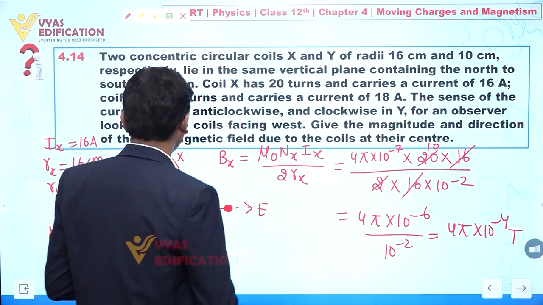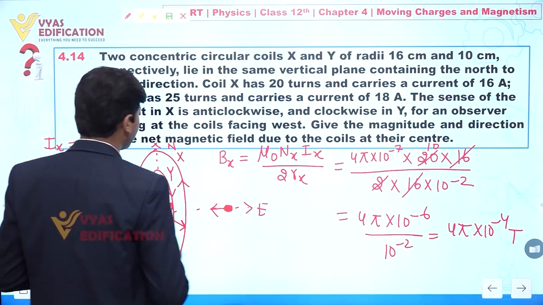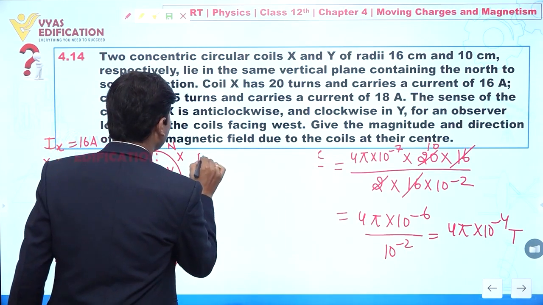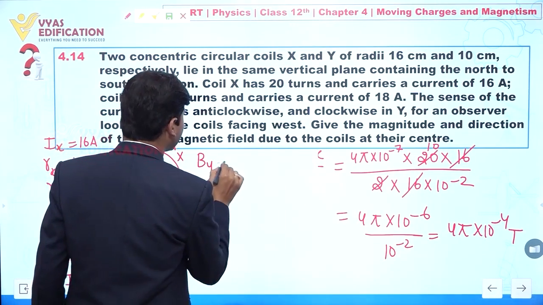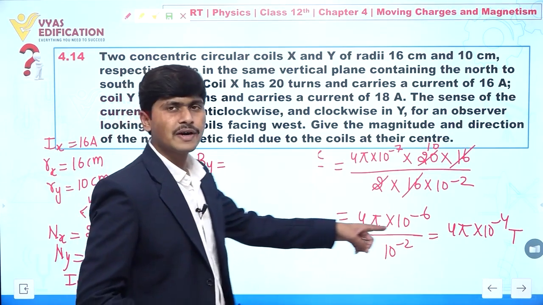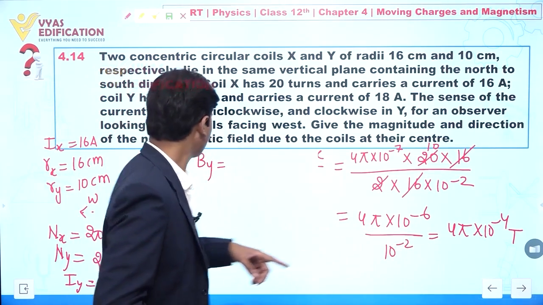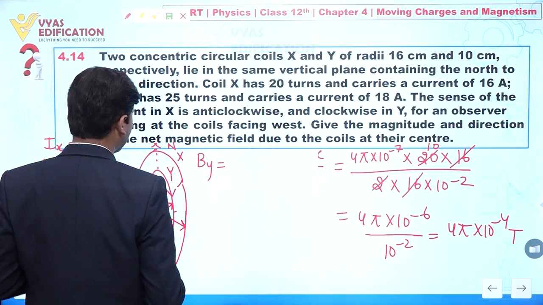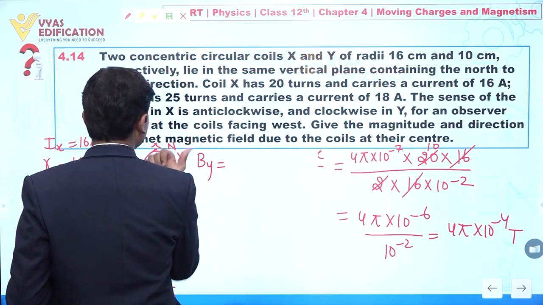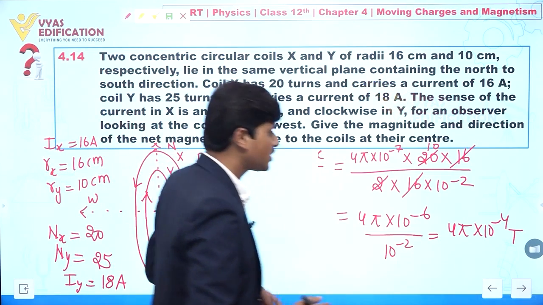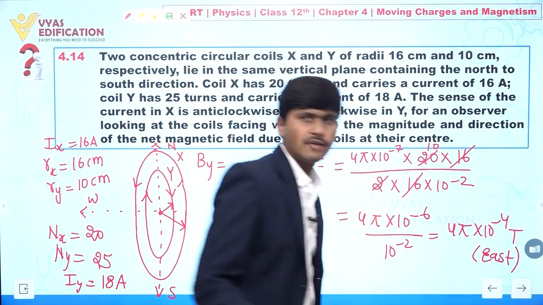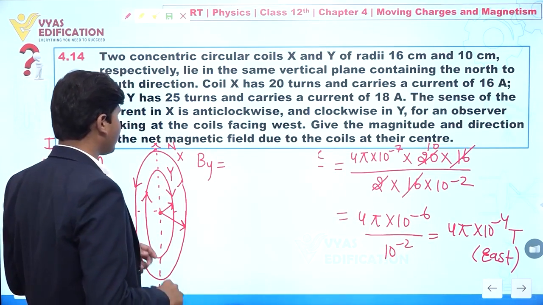I am just writing the values here. We can say the value of By is given by. Okay, can we find the direction also? Yes or no? So for Bx, if I am observing from this side and I have an anti-clockwise direction, like this, I can say the direction of the magnetic field is towards east. Clear everyone? So now we can find the value of By.